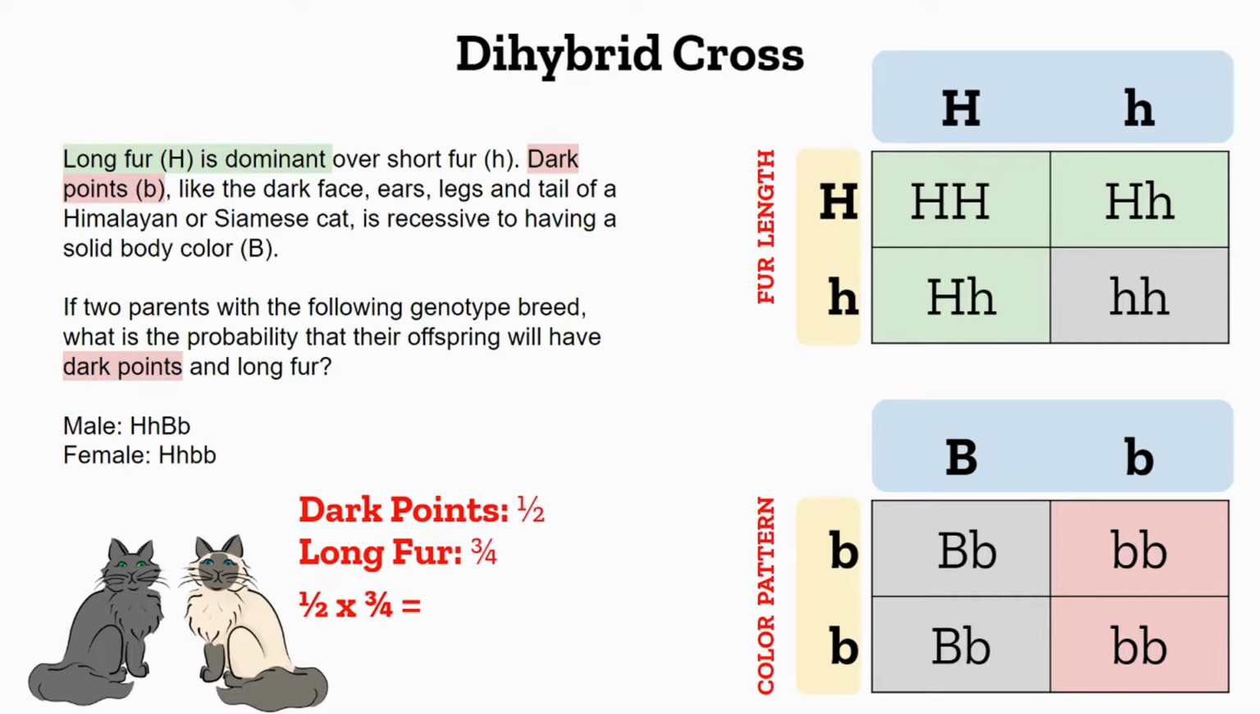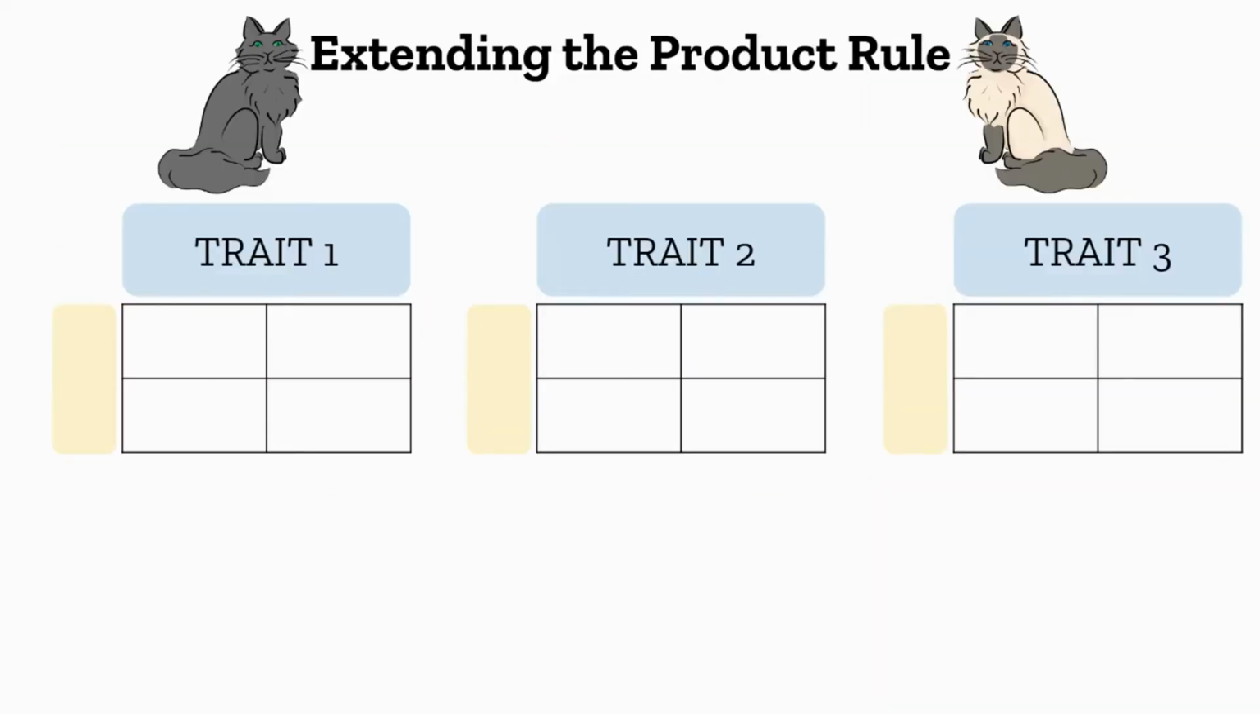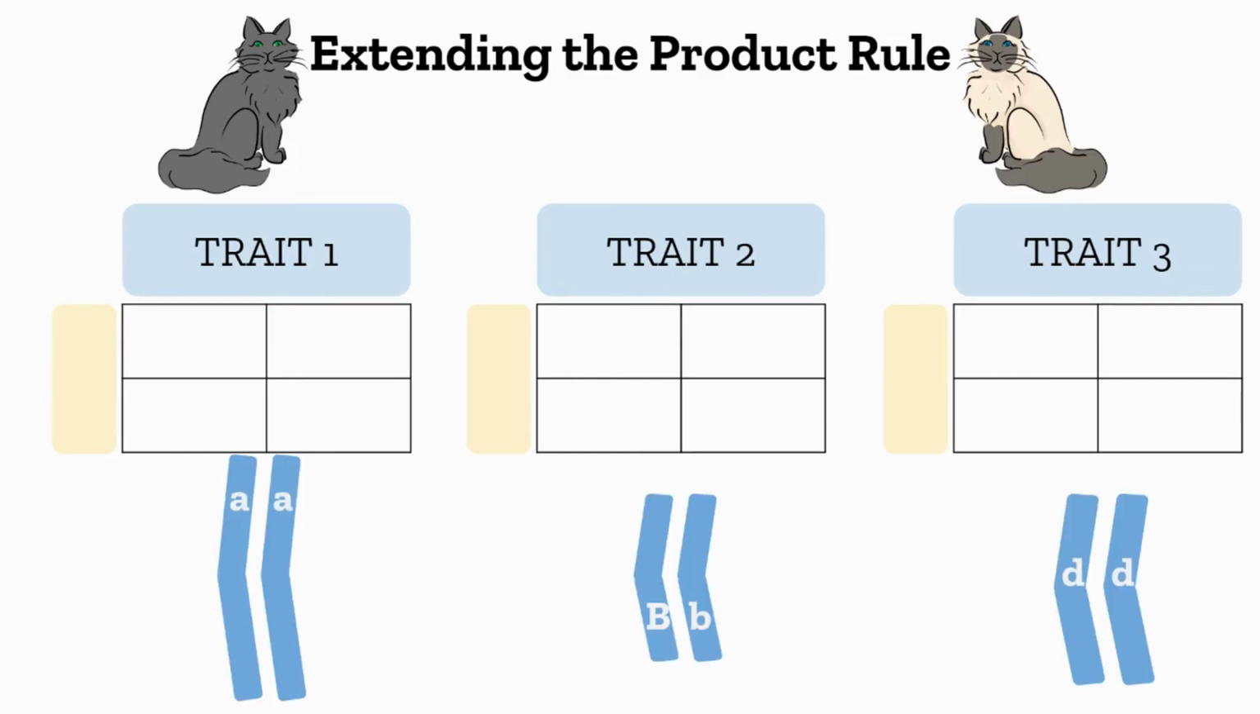1/2 times 3/4. When you multiply fractions, remember to multiply straight across the top and straight across the bottom. 1 times 3 is 3, 2 times 4 is 8. So the probability of the offspring inheriting both dark points and long fur is 3 out of 8. The product rule can be extended for any number of traits as long as these traits are unlinked, as long as they are found on separate chromosomes.